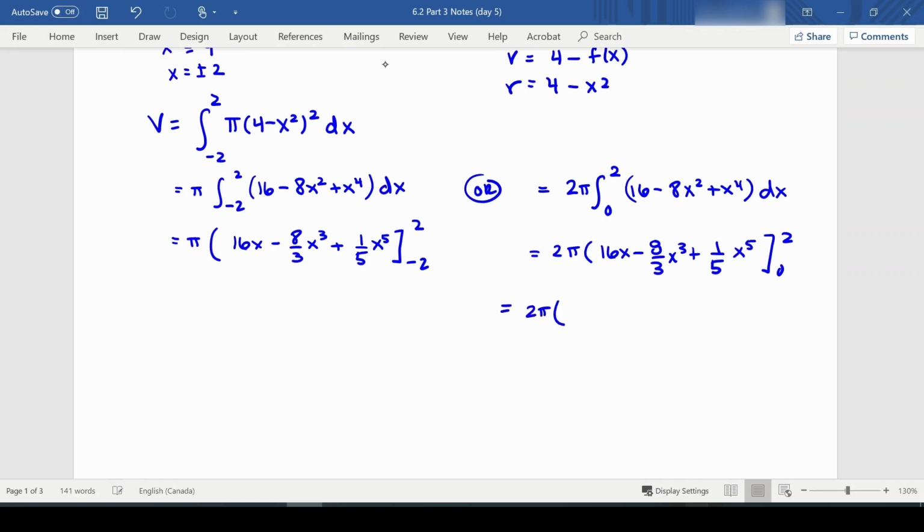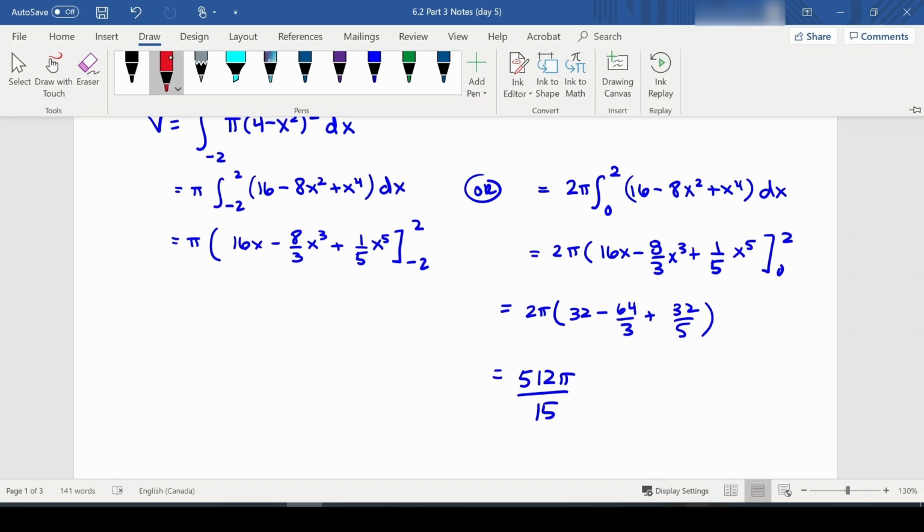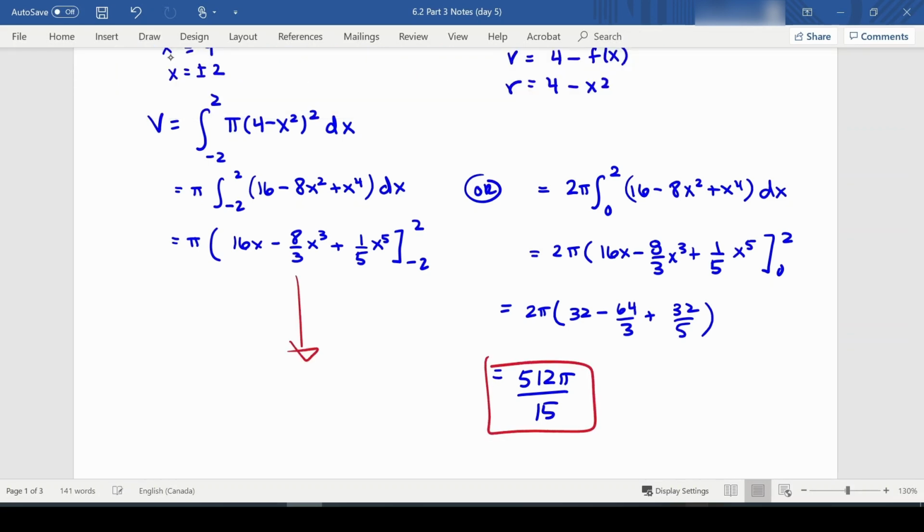So I get 2 pi times 32 minus 8 times 8 over 3, which is 64 over 3, plus 32 over 5. If we make common denominators and figure all that out, we get 512 pi over 15. And you should get the same thing if you continue down with this one. That's it.